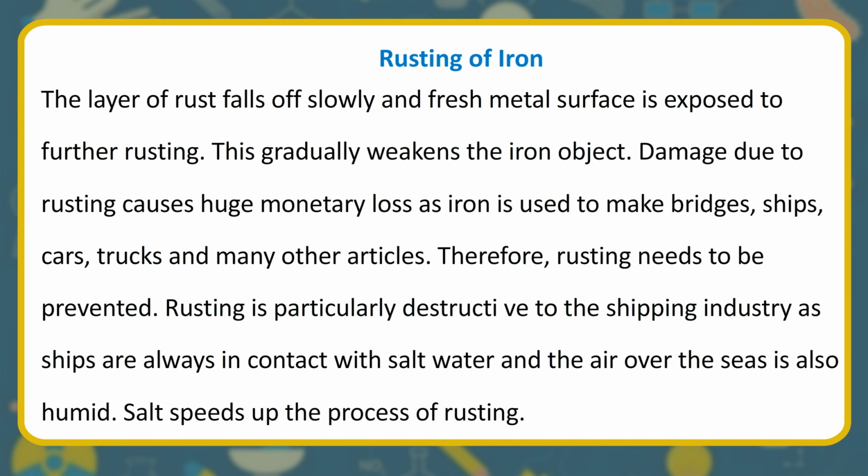Damage due to rusting causes huge monetary loss, as iron is used to make bridges, ships, cars, trucks and many other articles. Therefore, rusting needs to be prevented. Rusting is particularly destructive to the shipping industry, as ships are always in contact with salt water and the air over the seas is also humid. Salt speeds up the process of rusting.